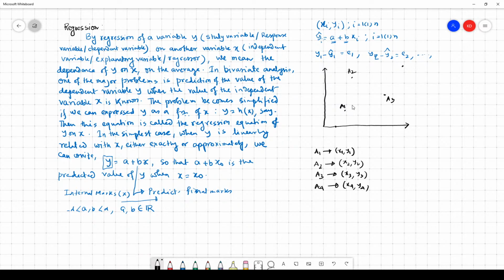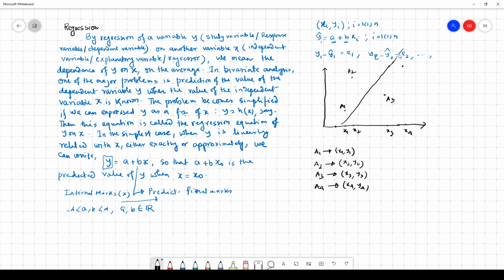So for any choice of A and B, suppose for a particular choice of A and B, you get this straight line. Okay. So for this straight line, this is your x1. This is your x2. This is your x3. This is your x4. Clear?